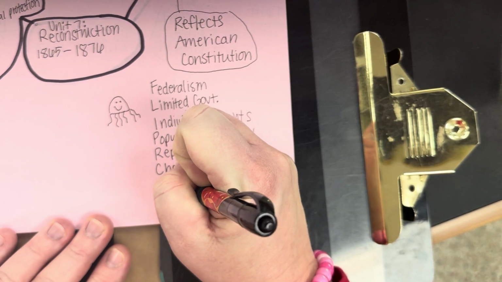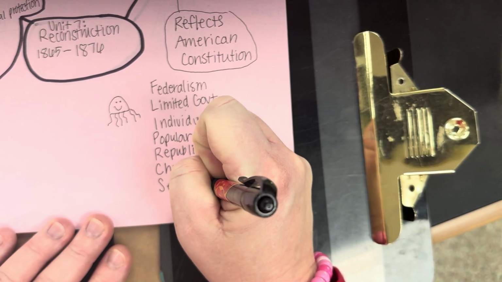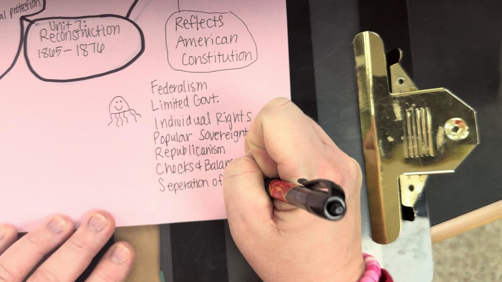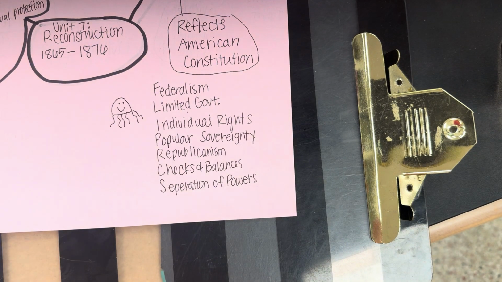S is separation of powers. Again, that's saying that there's not one branch of government or one person in government that holds all of the authority. The authority of the government is shared between branches and between the people, so that there's multiple sources of government power, and all of that power is limited because there's multiple sources.